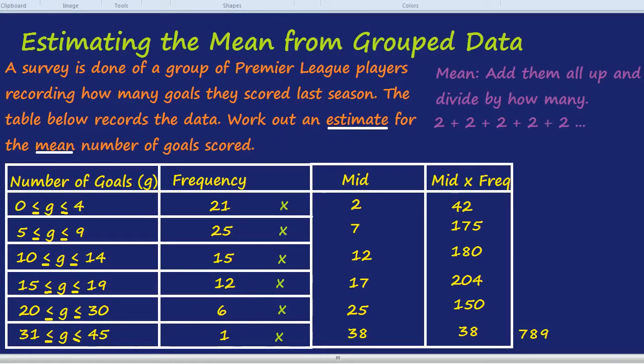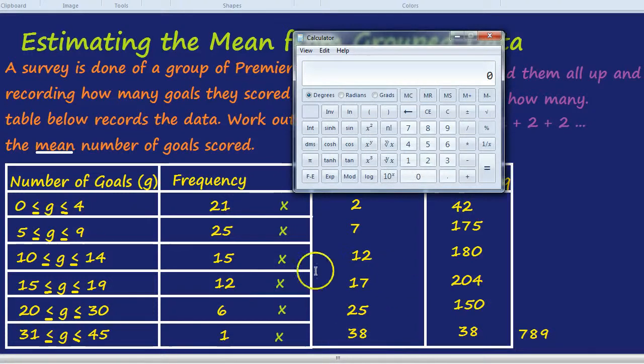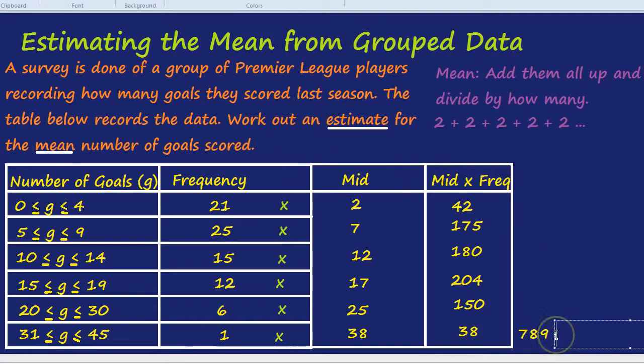How many players are there in total? Often you'll be told how many in the question, but if not, as in here, we need to add them up. 21 players plus 25 plus 15 plus 12 plus 6 plus 1 is 80. So there were actually 80 players.